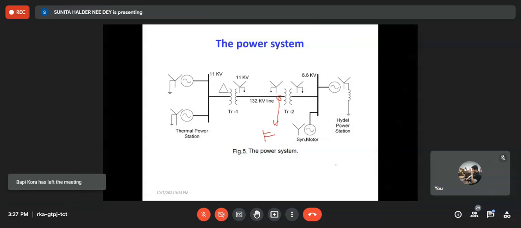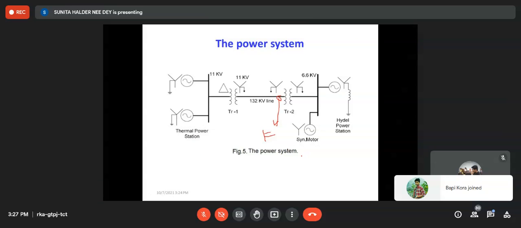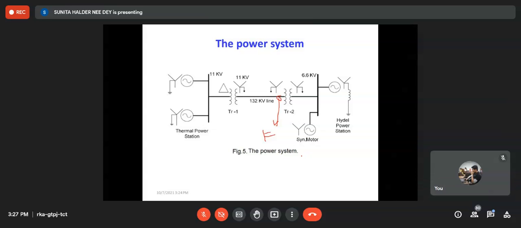The information is given: all the reactances, positive sequence and negative sequence reactances, are given based on the equipment rating. But we have to simulate the network on a 100 MVA base, so we have to convert all the per unit quantities into the 100 MVA base.